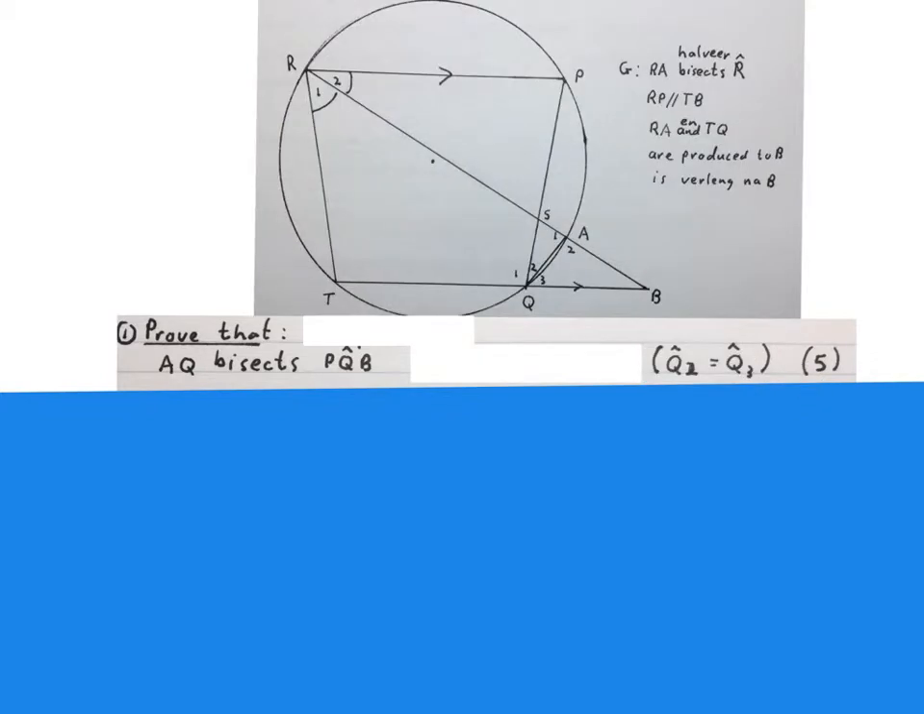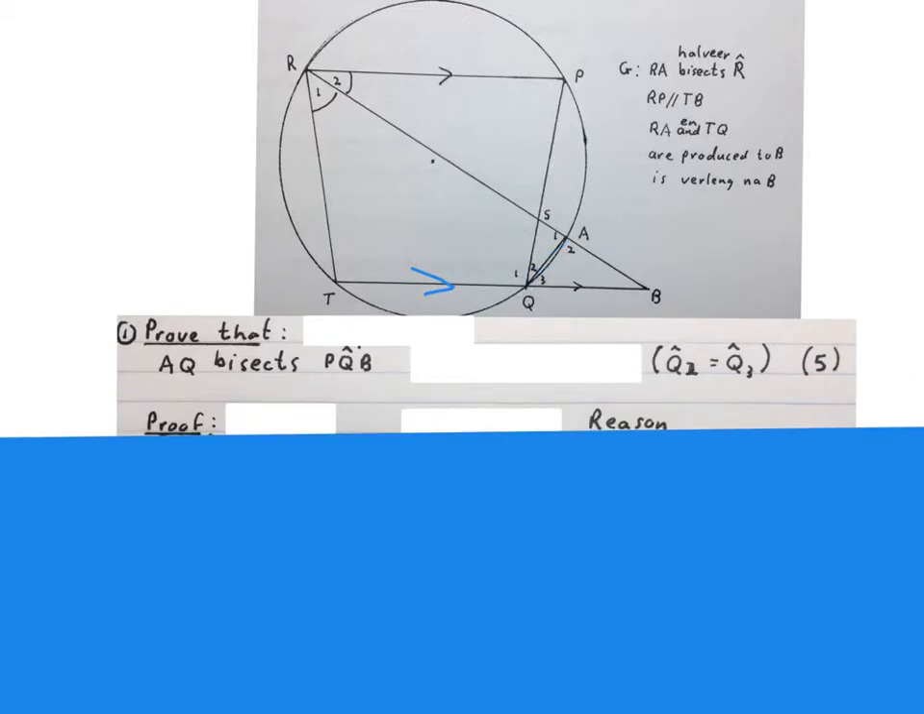The first one asks, prove that AQ bisects the angle PQB. It's worth 5 marks. We will prove that angle Q2 is equal to angle Q3. That angle over there is equal to that angle over there if that line bisects that angle. Remember, when you answer these riders, you have to write proof and reason.